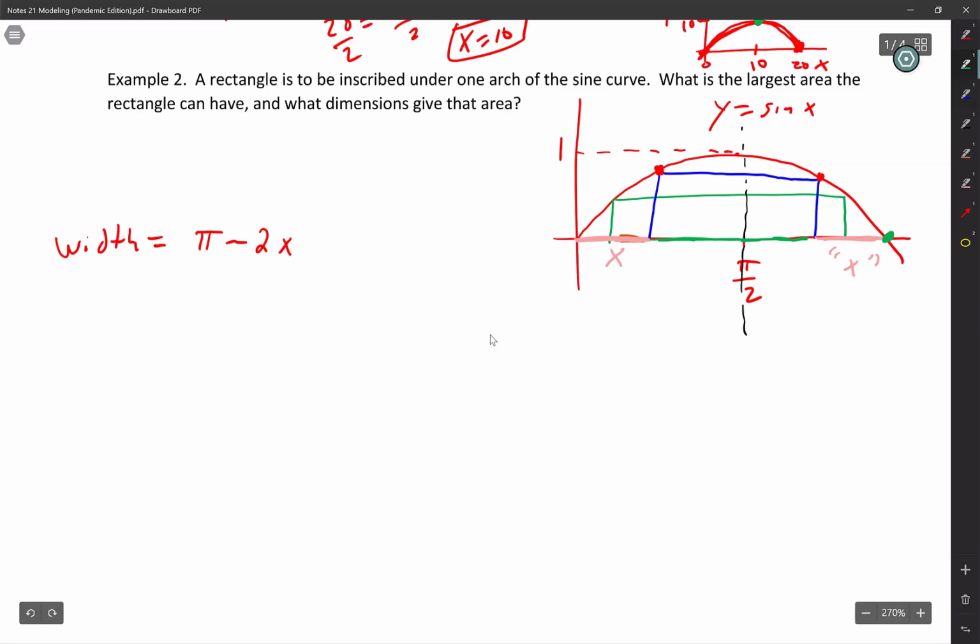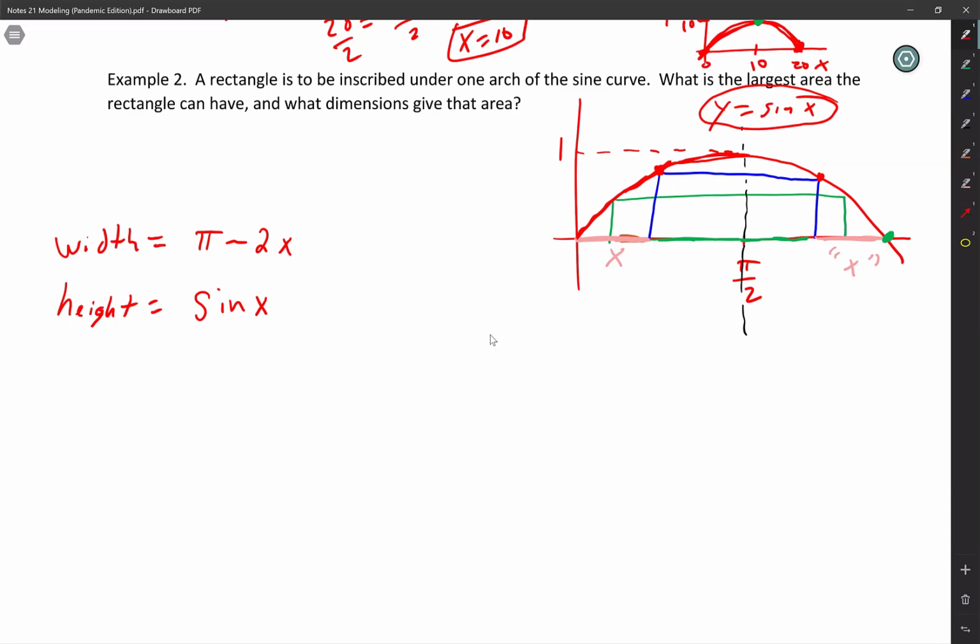All right. Next, the height. Well, the height, I think, is the easier one. The height is dictated by this curve. See, the height is dictated by this curve. That curve is sine x.